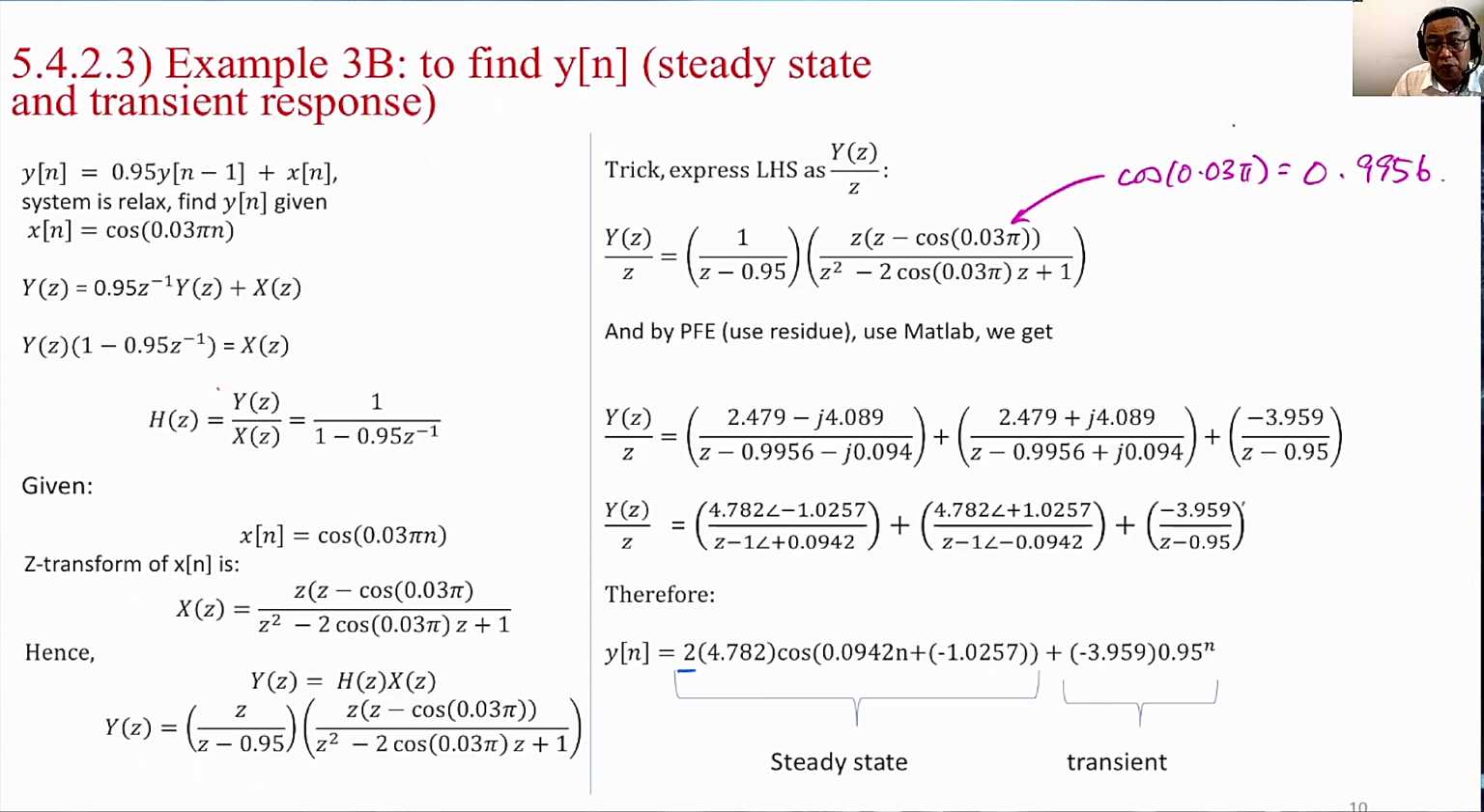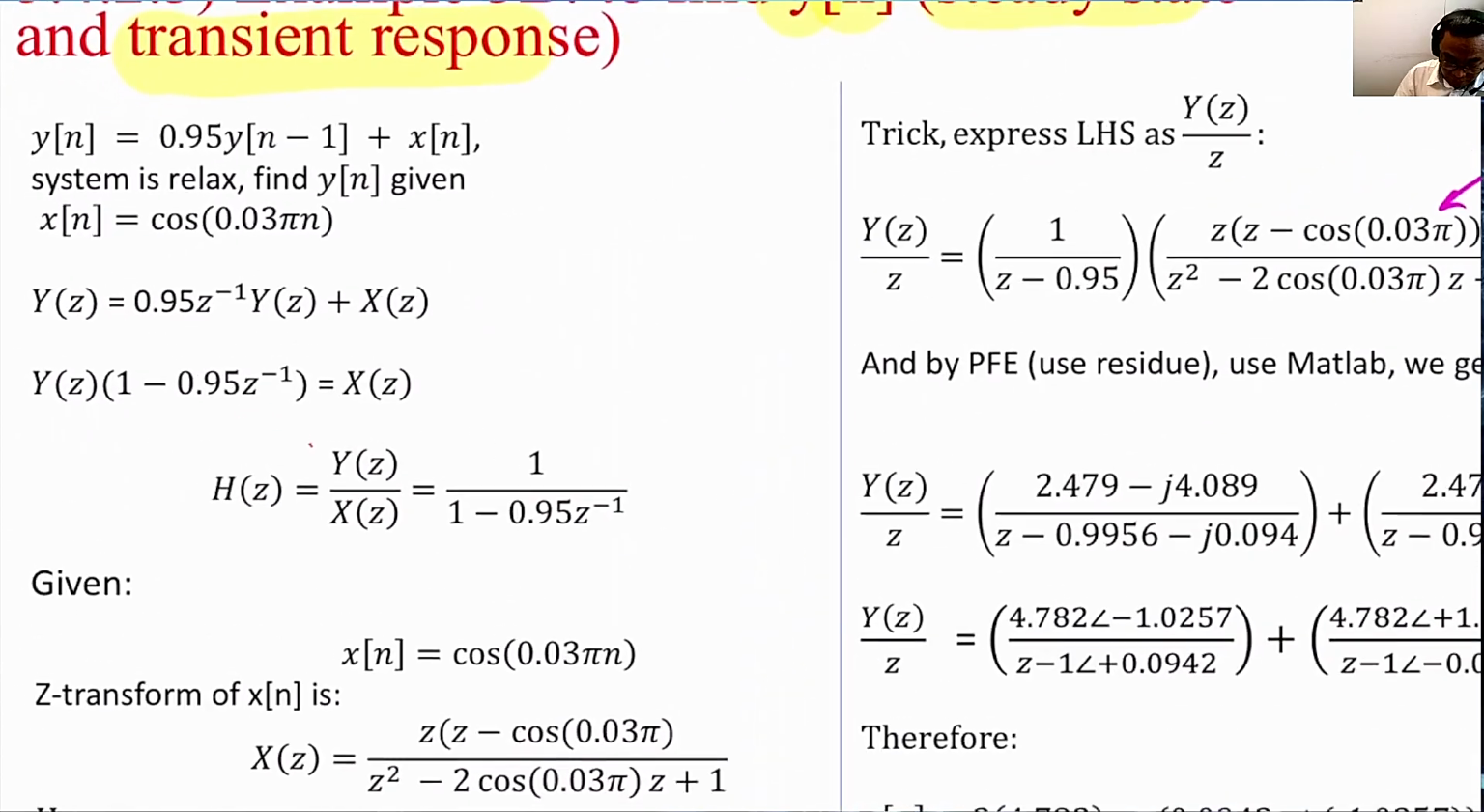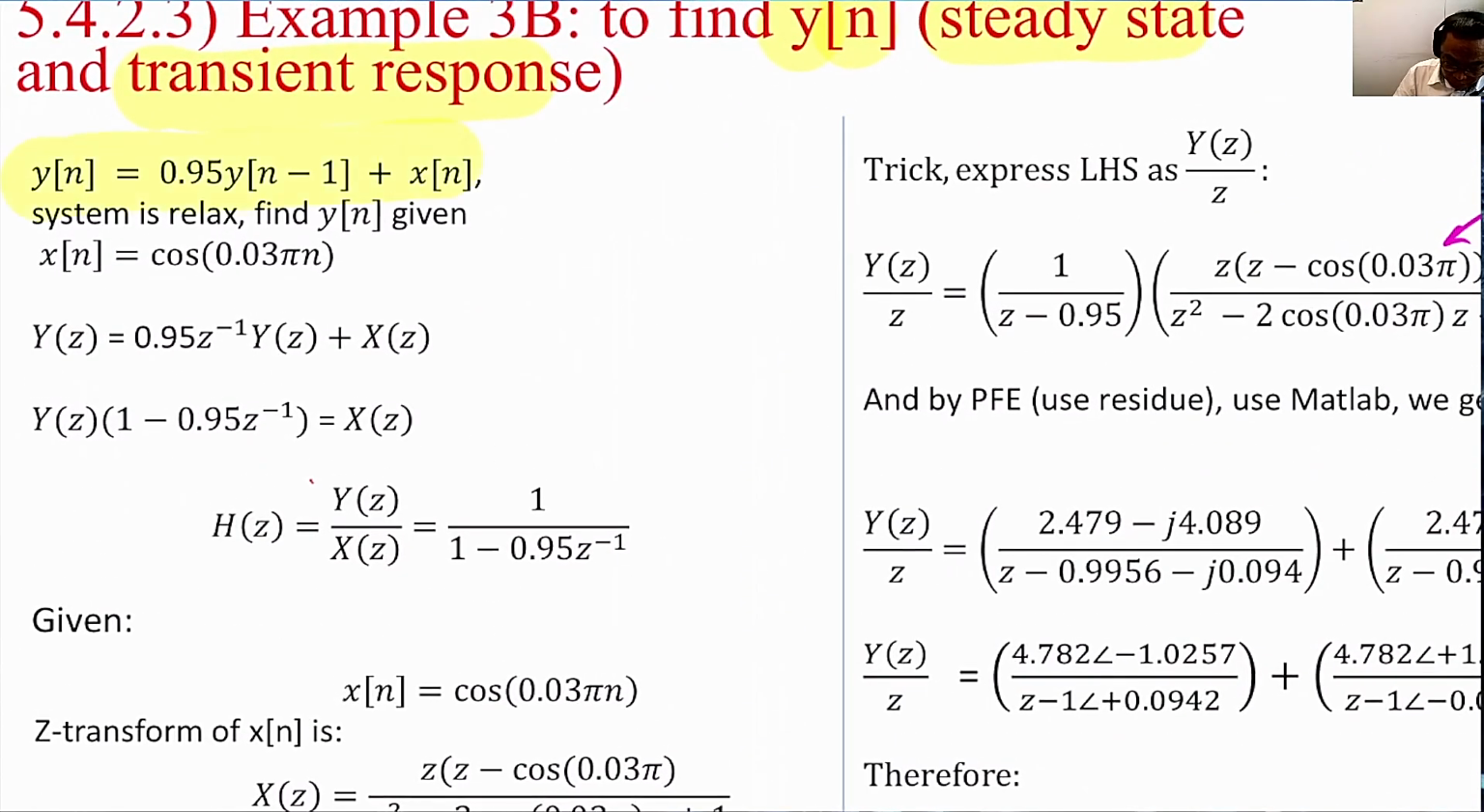This is example 3b of Z transform. In particular, we are again asked to find y[n], both for the steady state and the transient response. We're given a difference equation, and x[n] is a cosine of 0.03 pi n, a very slowly changing cosine, with a difference equation.